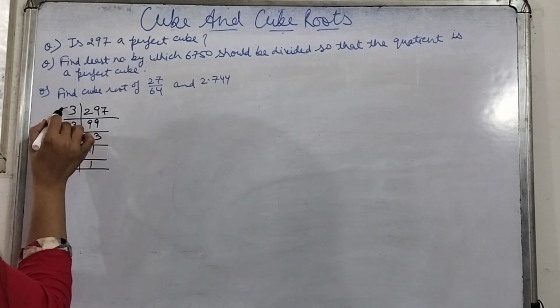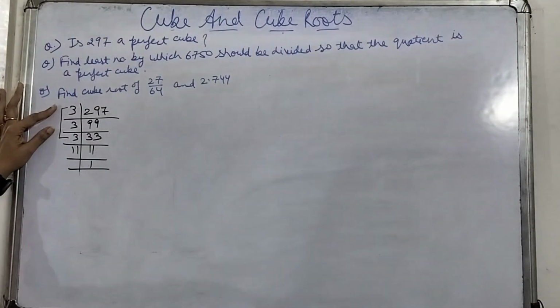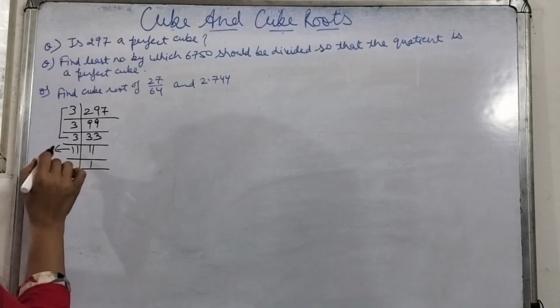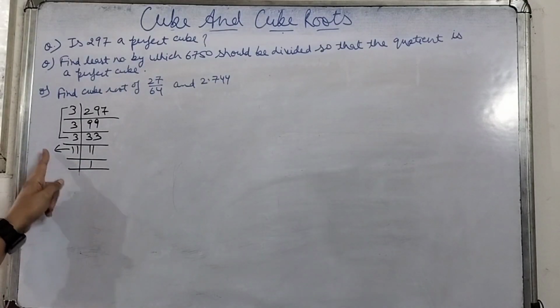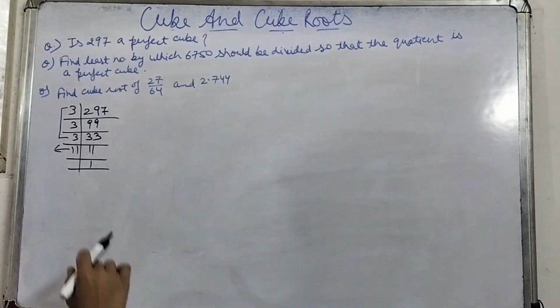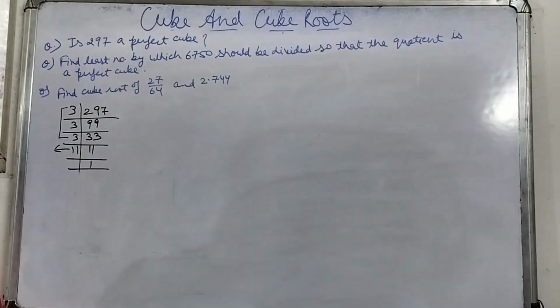We can see that there are three 3s, which means the 3s are in a group of 3. We have the triplet of 3, but we do not have the triplet of 11. That's the reason 297 is not a perfect cube, because the factors of 297 are not in groups of 3s. They are not forming triplets. That's the reason it is not a perfect cube.